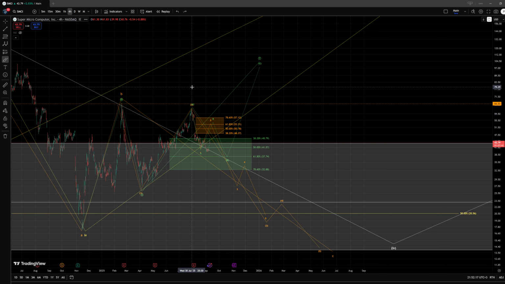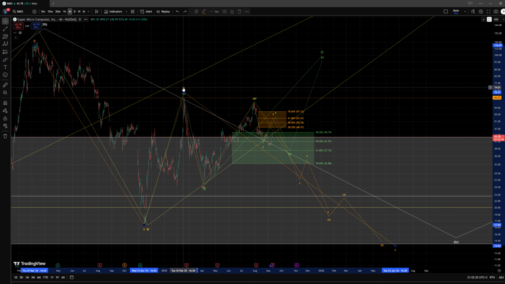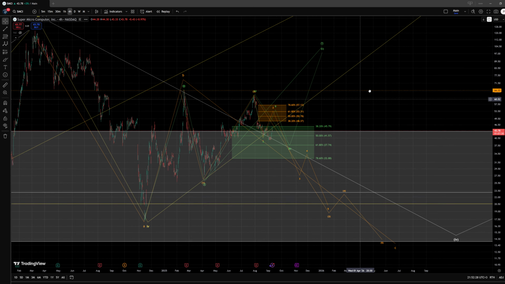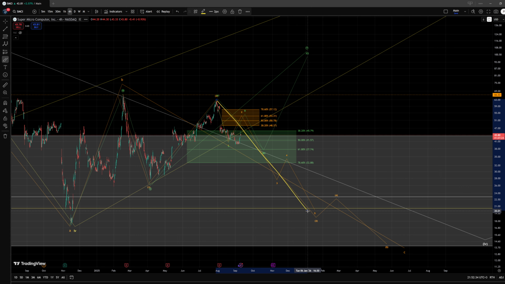So that is valid. We could still push directly higher, but as long as we stay below this wave B top, I do still want to warn you that there is a risk that we push directly lower within this C wave to the downside.